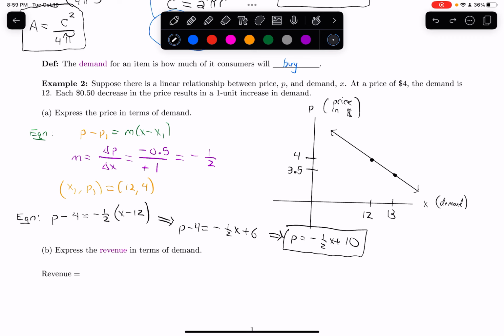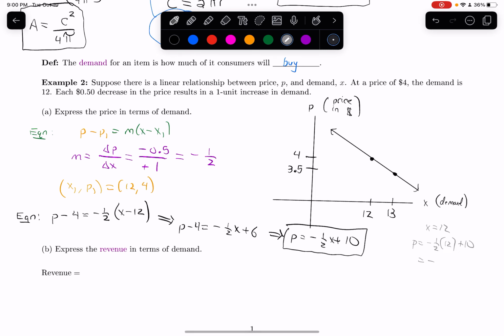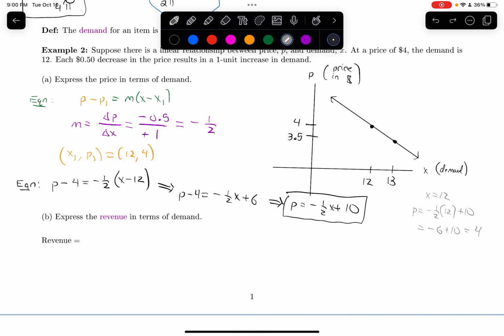Okay, and I could do a reality check on this. Like I could plug in some of my points to see, are they working out? If I plug in x equals 12 into this equation, what do I get? Well, p equals negative 1/2 times 12 plus 10. So 12 times negative 1/2, that's negative 6. Plus 10, oh, okay, and that equals 4. And that checks out because that was my price at that point. Okay, so just a little reality check there.